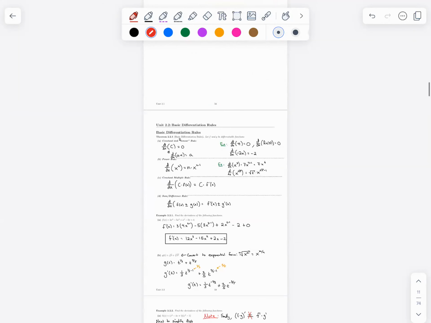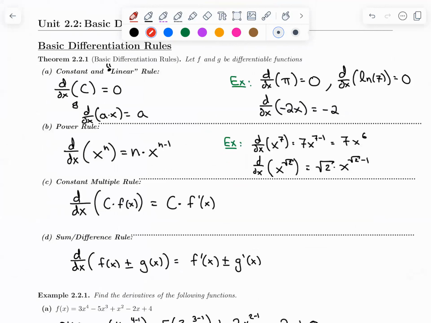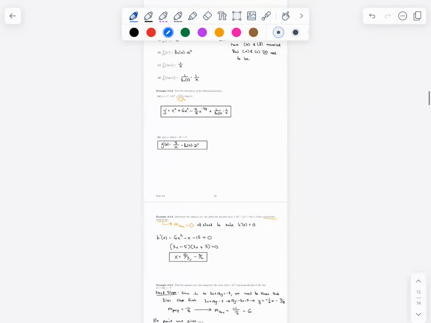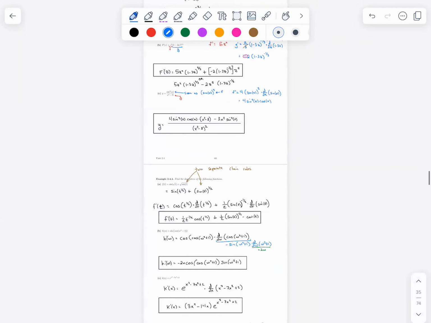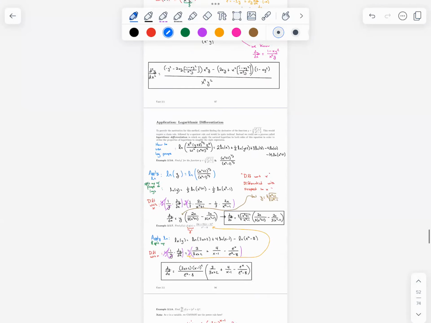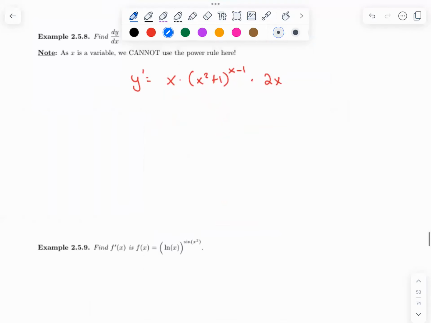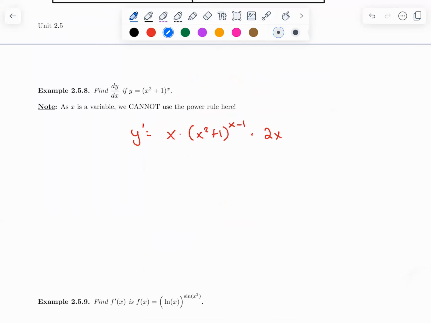Power rule. I forgot to write it here, but the power rule should say for any number n. So the power rule only works for finite numbers, for finite exponents. The problem here is that in x squared plus 1 to the x, the x is a variable. So it changes with time. It changes as x changes. So the power rule does not apply here because x is not a finite number. It's a variable.